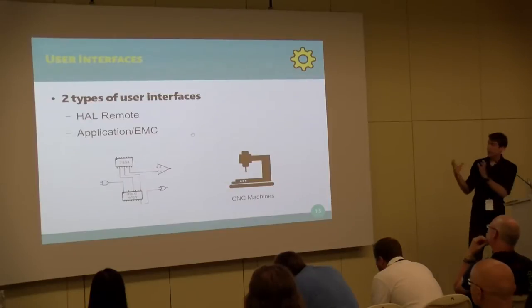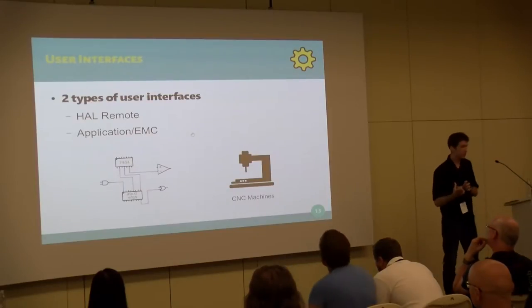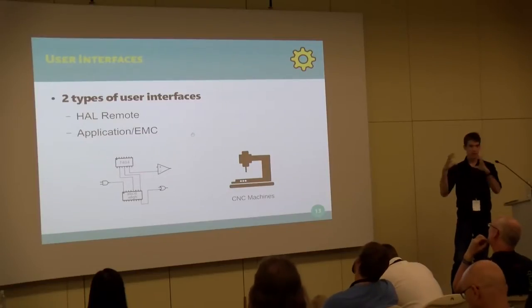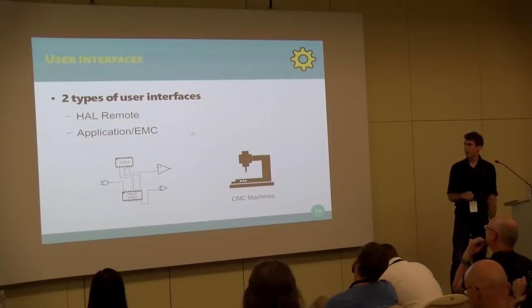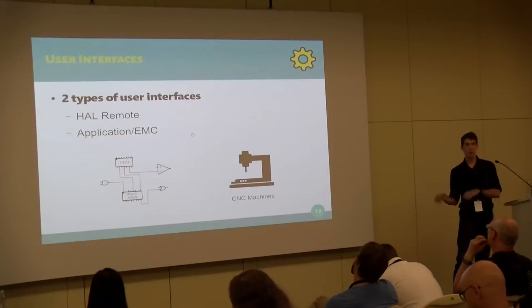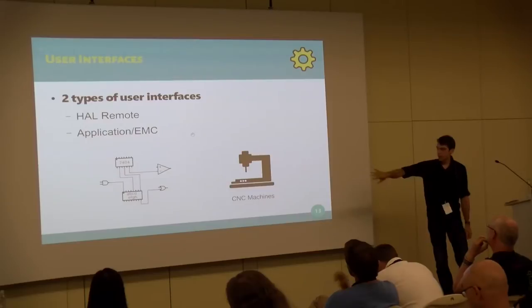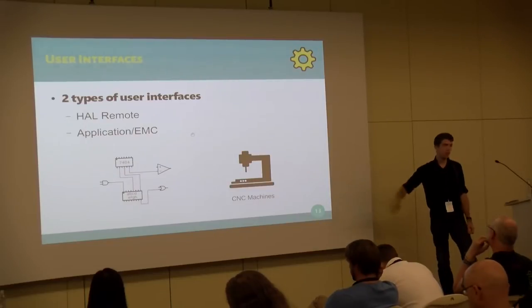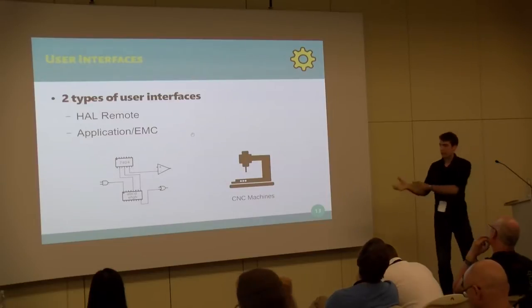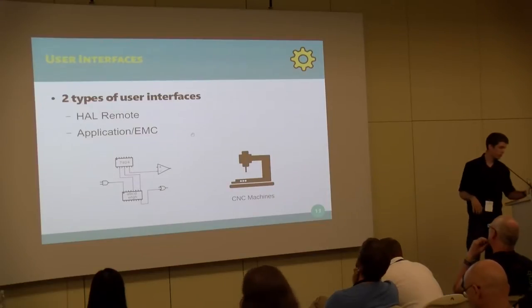And you can basically create two types of user interfaces. One are the HAL remote user interfaces. HAL is the configuration layer of Machinekit. And the other ones are the application or EMC, Enhanced Machine Controller, user interfaces, which are dedicated to CNC machines, 3D printers, and so on. So everything that uses these Cartesian driven machines, basically.